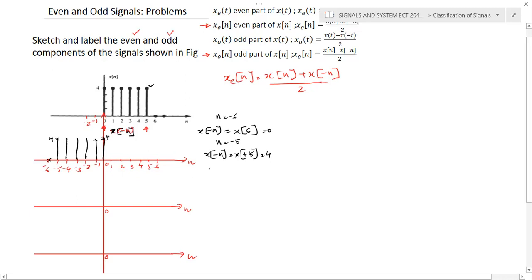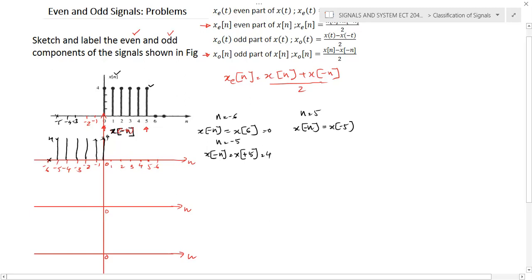For positive values, you can verify, that is x of minus n, and assume that n is equal to 5. N is equal to 5, you will get x of minus 5. If you look at this particular waveform, x of minus 5, so this is minus 3, and this is minus 4, and this is minus 5.